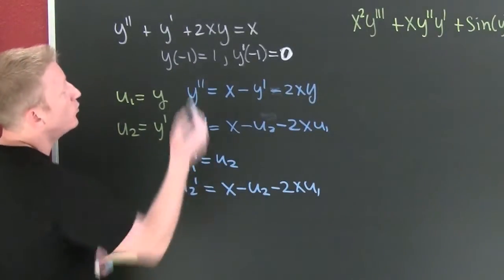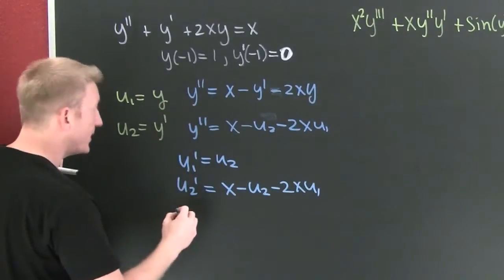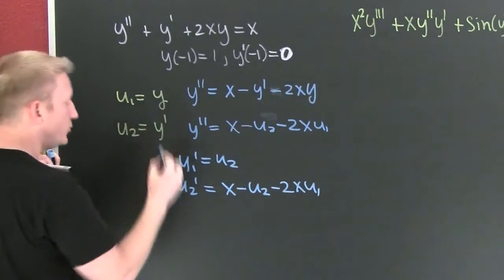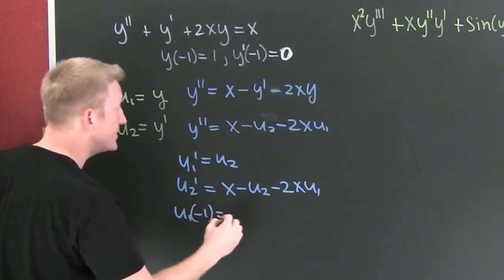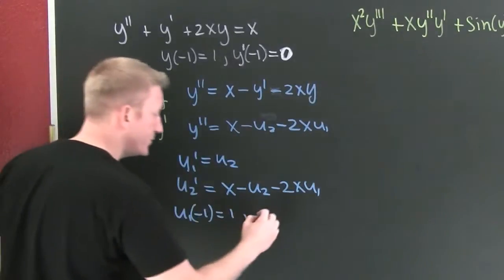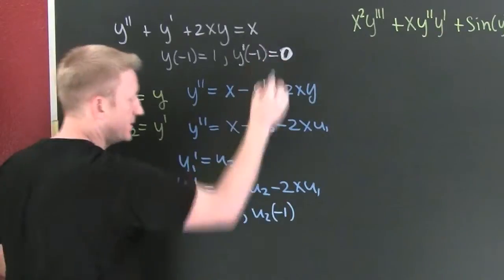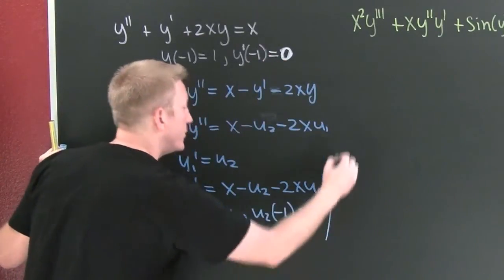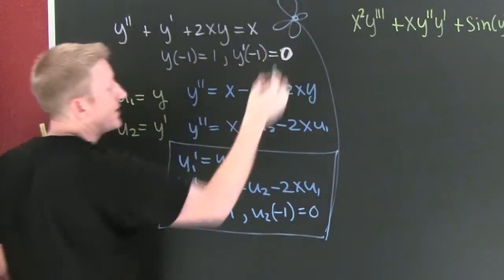And one last thing, we need to go through and redefine our constraints. Here we're going to have, wait, y is u1. So then u1 of minus 1 is 1. And u2 of minus 1 is 0. And that's it. That's all.